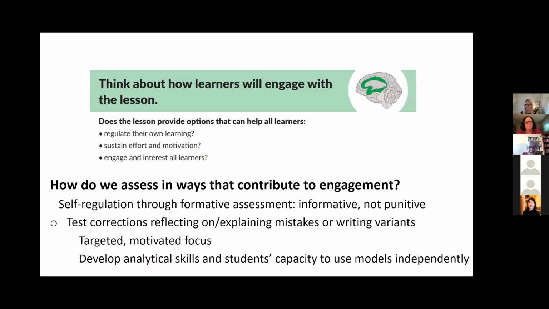And specifically, how can we assess in ways that contribute to engagement and self-regulation, for example, through formative assessments, which are intended to be informative, not punitive? For example, students making corrections, giving them a choice of reflecting on or explaining their mistakes or writing variants. So targeted, motivated by wanting to get a better grade, among other things.